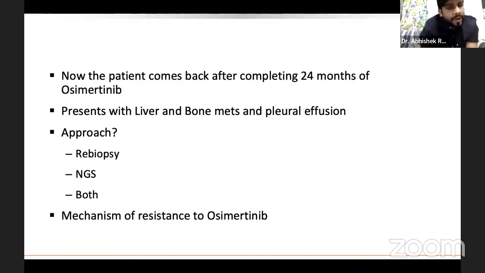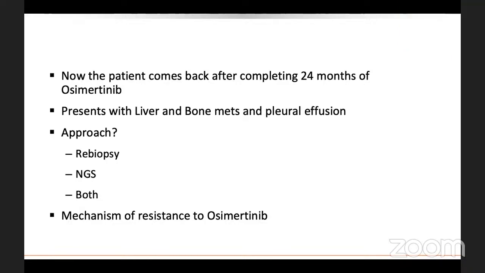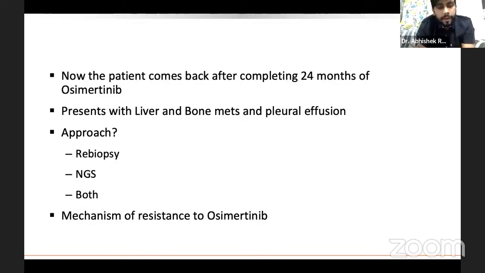Anybody want to change therapy at this point? Or any takers for liquid biopsy? Maybe you have identified some new mutation in the liquid biopsy. Yeah, if there is no mutation, then only, that is what I told. I think that is what NCCN says, or what we have been practicing also.